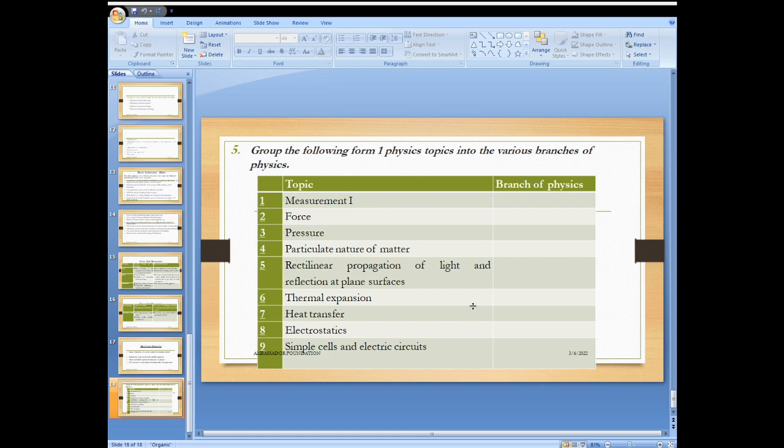You can still do this. You have been given a topic of physics, then you give the branch. Measurement is found in which branch? Force, pressure, all the way until the last topic of the topics in physics form 1. You give their branch. Which branch of physics does it belong to? Then by there you will be very well with it. Otherwise, thank you for listening to me. Have a blessed time.